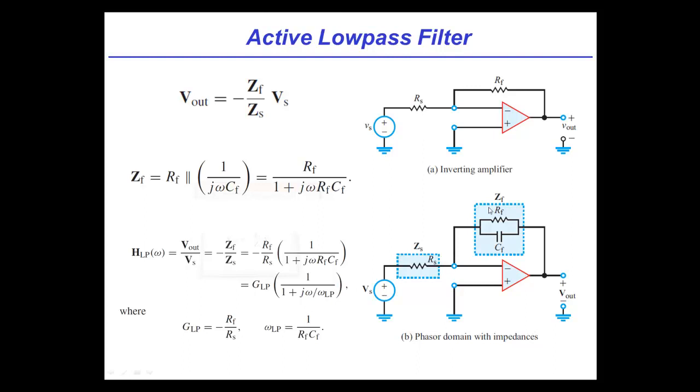Okay, so you've done this, you've designed your first filter. It's an active low pass filter. At low frequencies, it's going to have a gain of minus RF over RS, and then at the corner frequency, it's going to turn down, and it's going to drop at 20 dB per decade, and the corner frequency point is given by this equation.